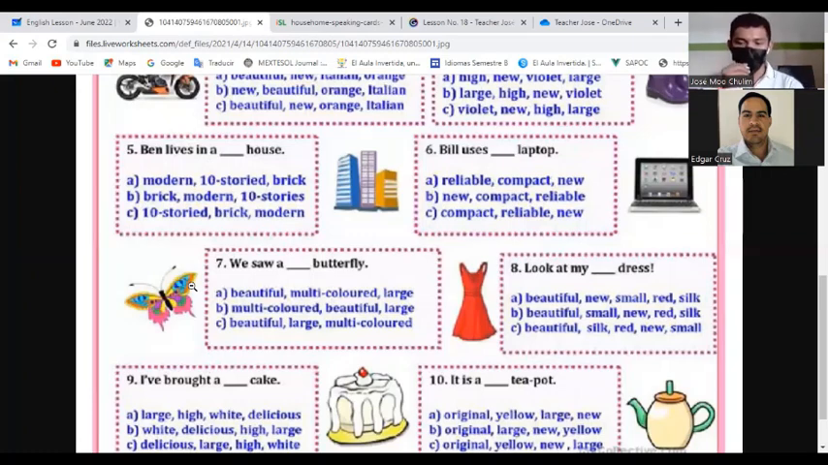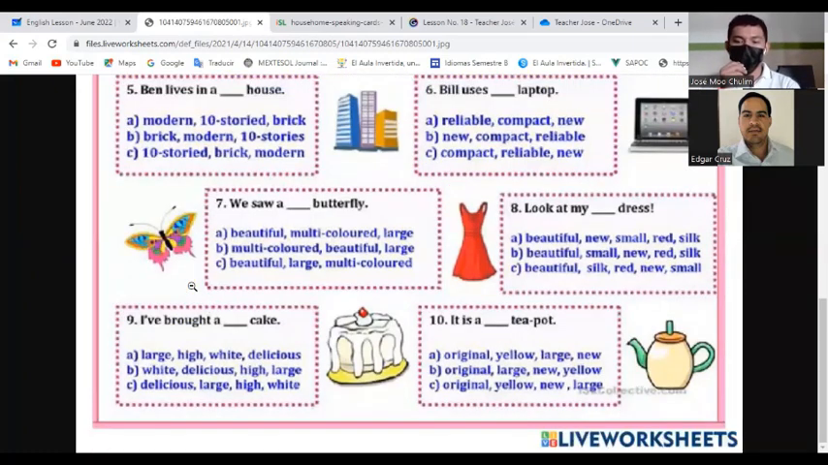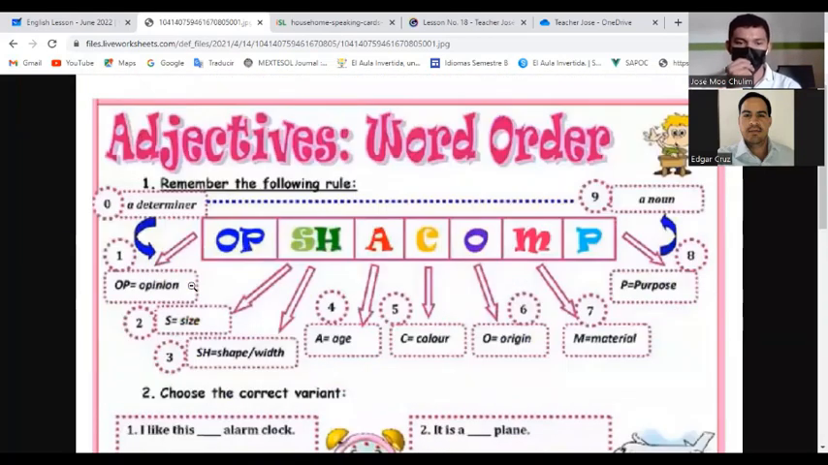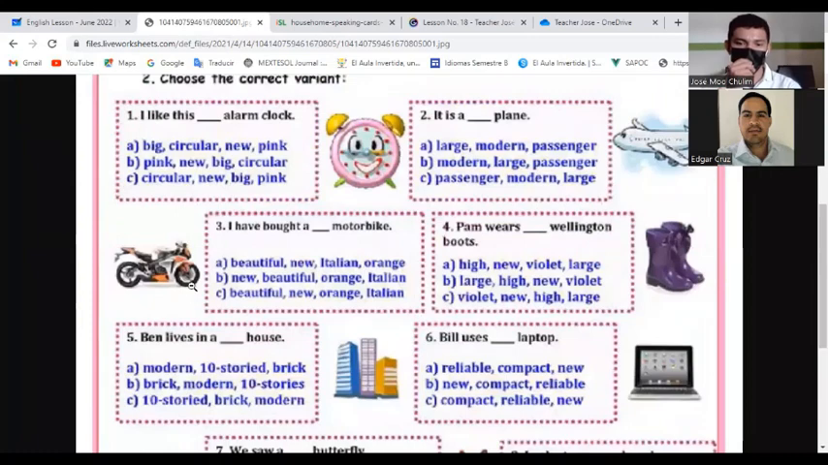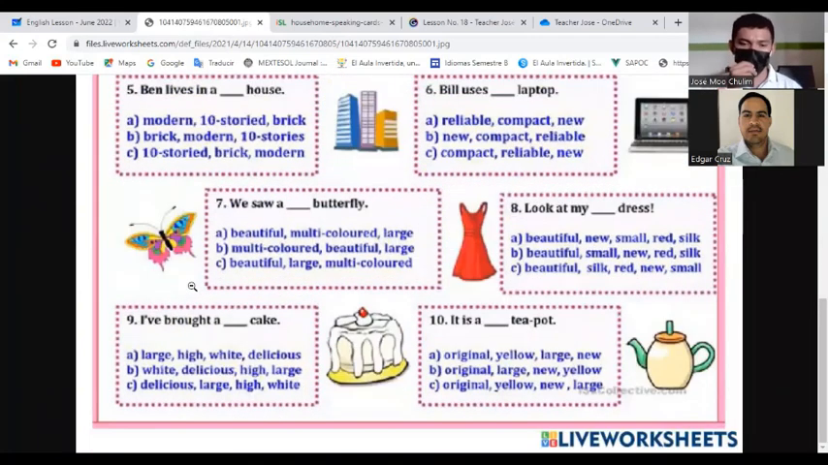So this exercise was for you to practice this order. I can see that you have already learned this correct order. Do you have any questions about it?